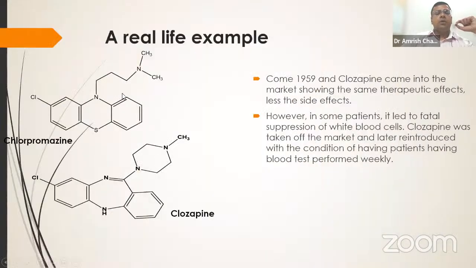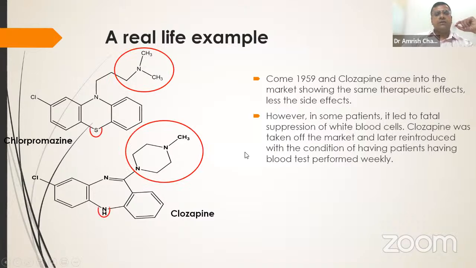So the people worked on it, and from chlordiazepine they made something called clozapine. They removed this molecule over here, and they made something like this. When clozapine came into the market in 1959, it showed the same therapeutic effect and fewer side effects. However, in some patients, it led to a fatal suppression of WBC. So whosoever was taking clozapine had to go for a regular weekly blood test, just to see what the condition of the WBC is. So this is the difference.